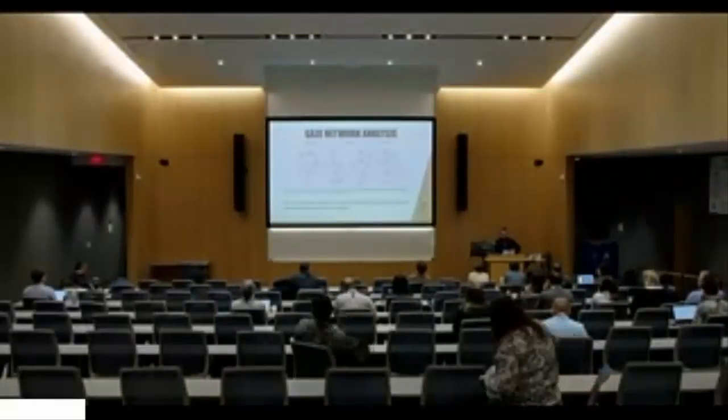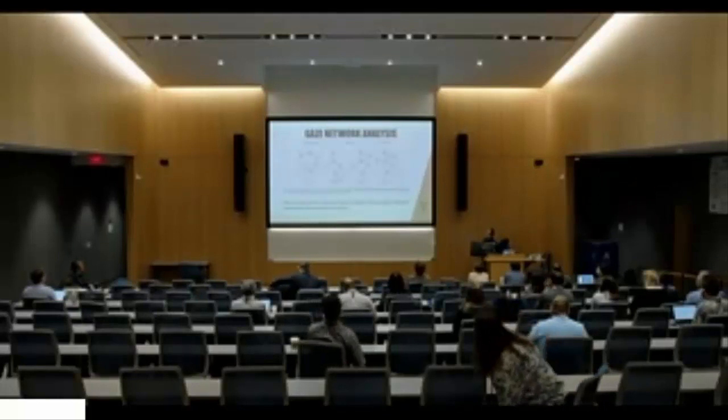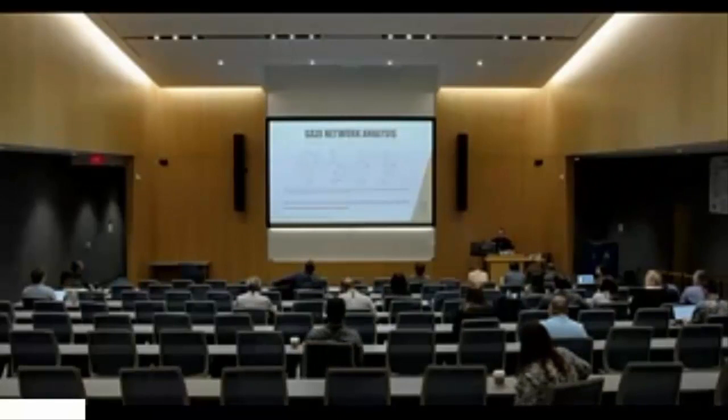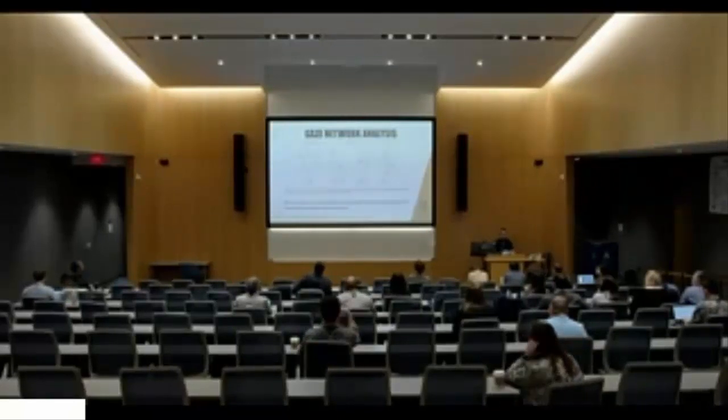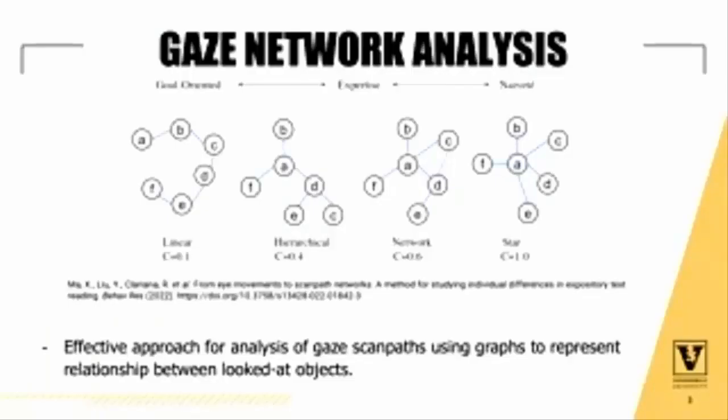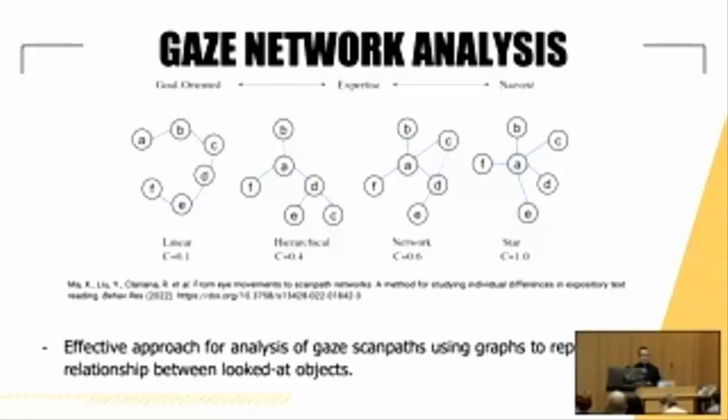A popular new technique being developed in eye tracking research is gaze network analysis, where they construct a Scanpath graph. A great work by Clariana et al. found a correlation between the Scanpath graph's typology and the strategy being performed in a reading learning environment. For example, on the left, you'll see that it's linear. That's correlated with goal-oriented strategies.